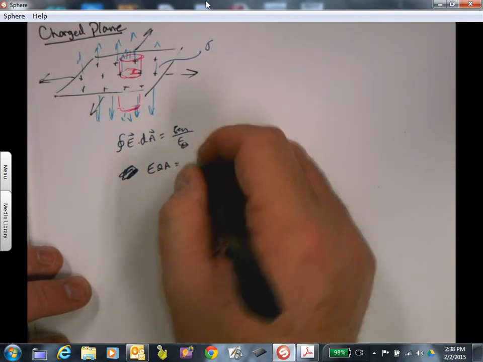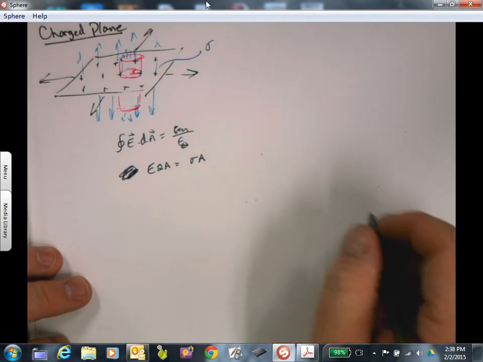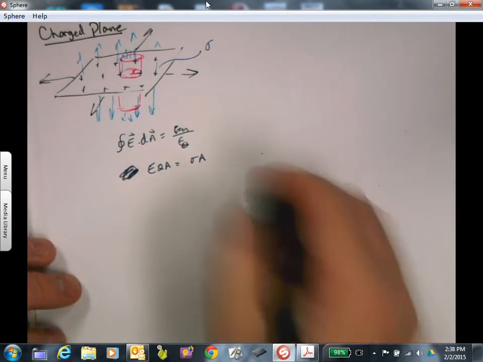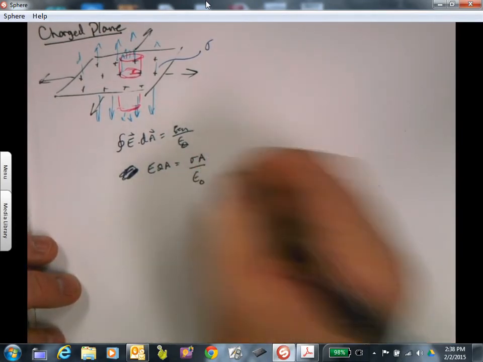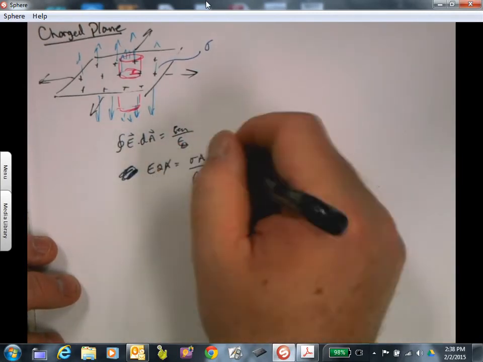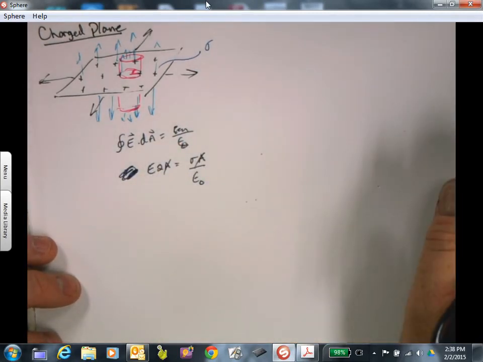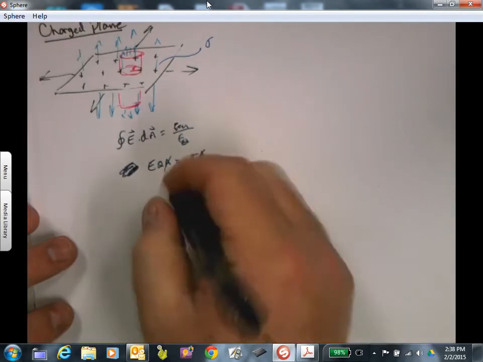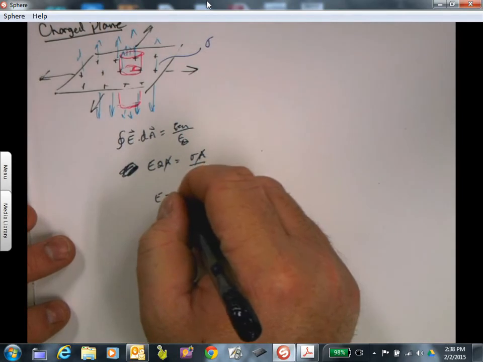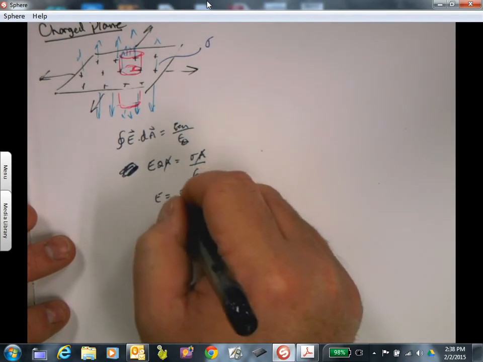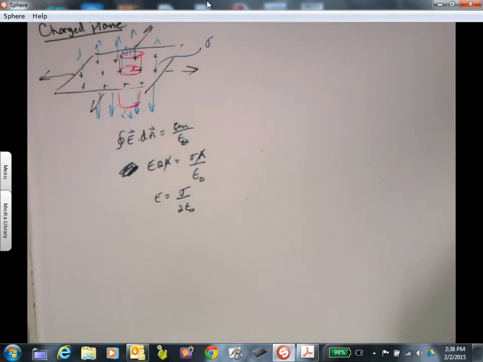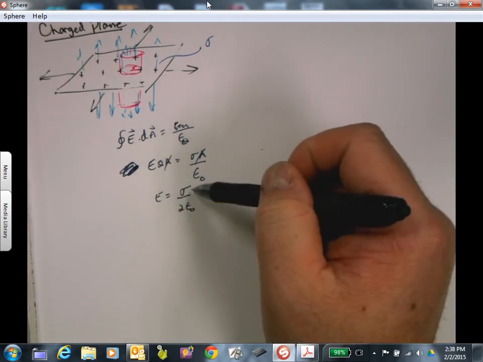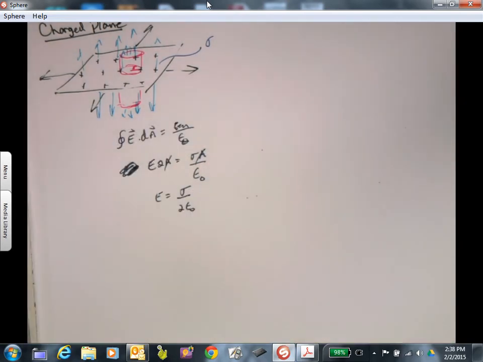But that's going to equal our sigma times the area. Well, here's the beauty of it. Areas cancel. So if you have plane symmetry over a flat plane, electric field equals sigma over 2 epsilon naught. That's it. So it's your area charge density over 2 epsilon naught.